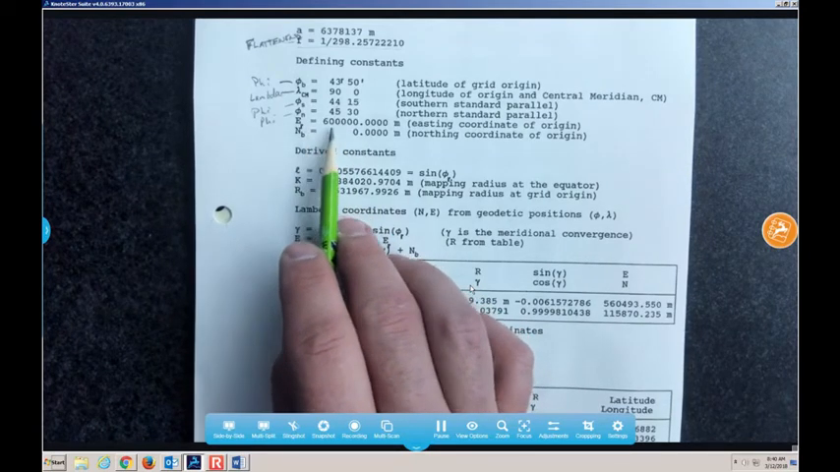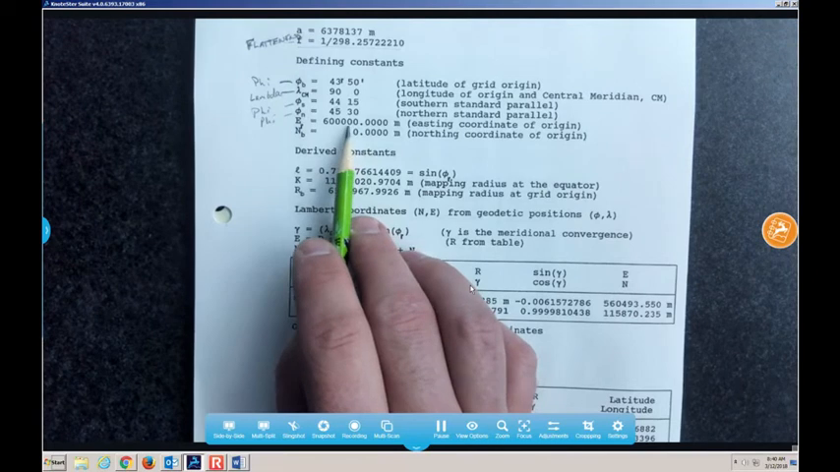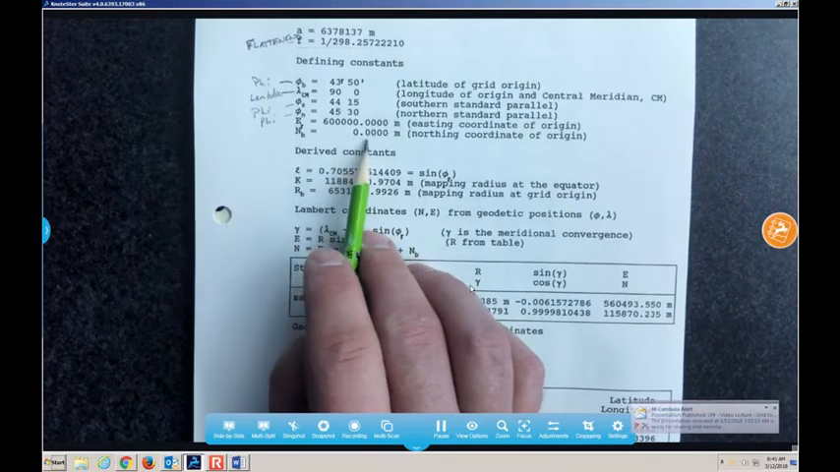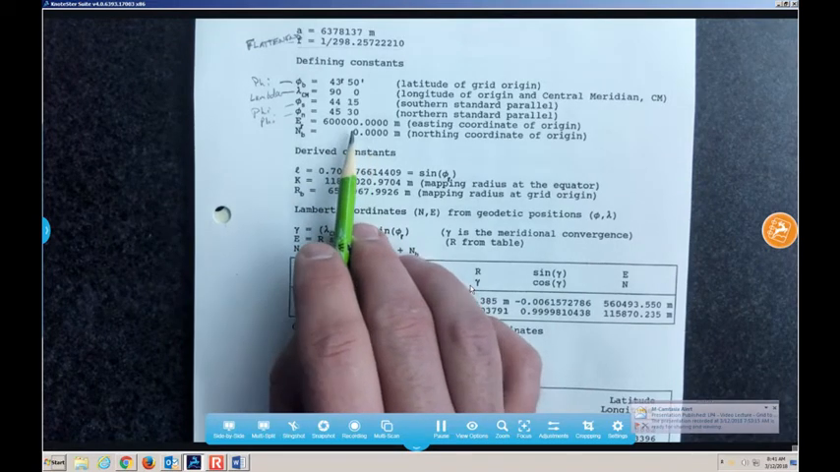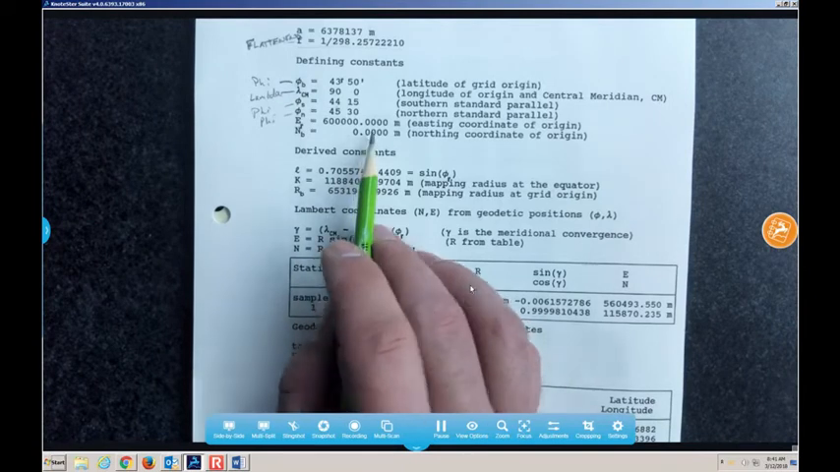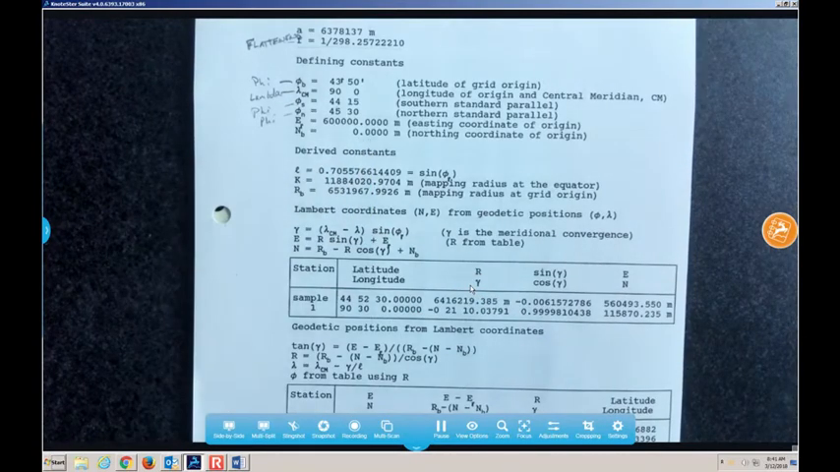So the easting origin is at 600,000 meters. That's the easting origin. The northern origin, which you're going to see, is really nice that they have at 0 for us. It's going to come into our calculations. It'll be one less number to have to write down. So the northern coordinate origin is 0 meters. Okay?